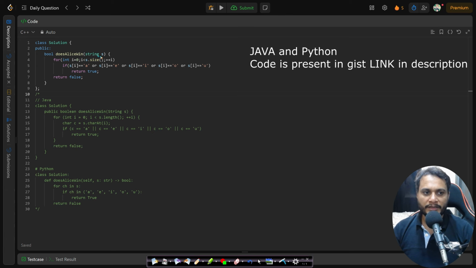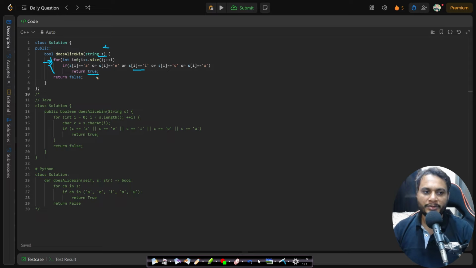In this problem, we are given the string, and I will be parsing the entire string one time and checking each character. If it is a vowel, then we will return true. That means Alice will always win. Otherwise, if your string does not have any vowel, then at the end we return false. That means Bob will win, Alice will lose. So I hope this entire technique is clear.